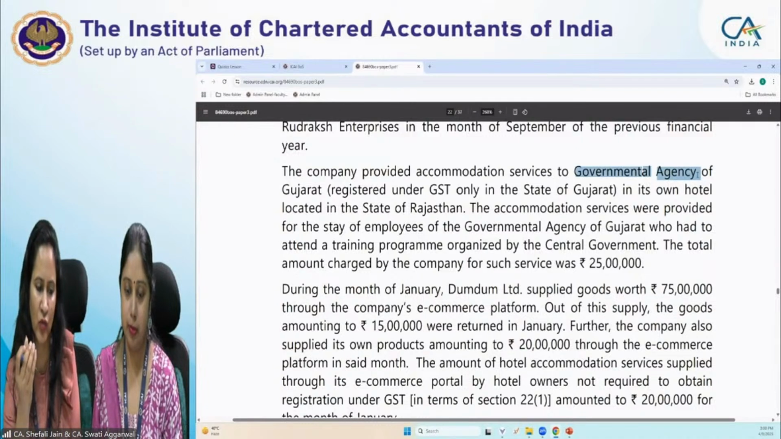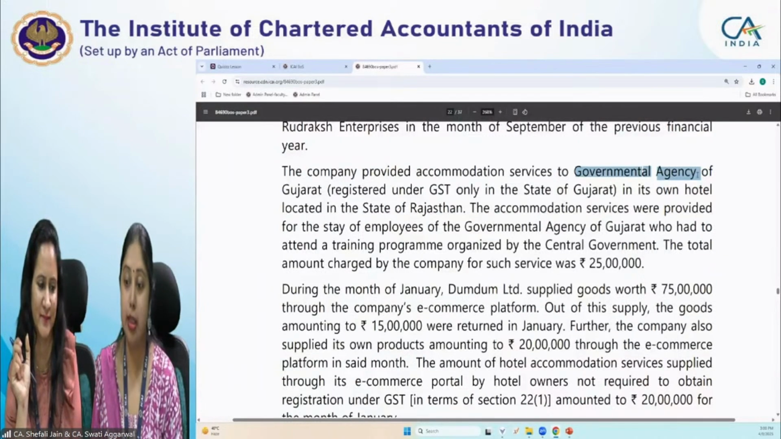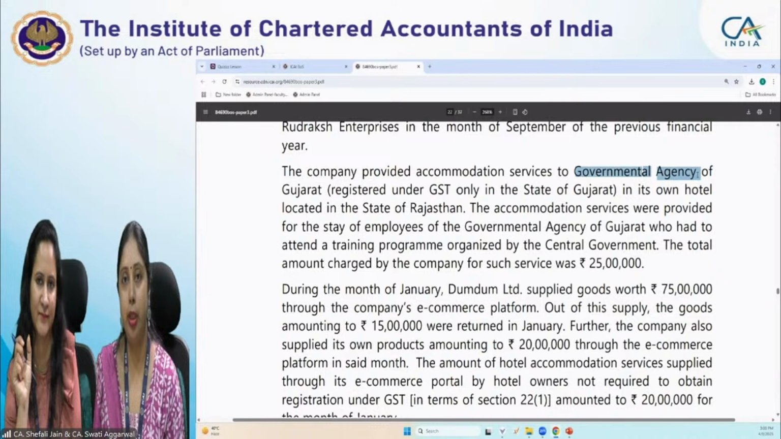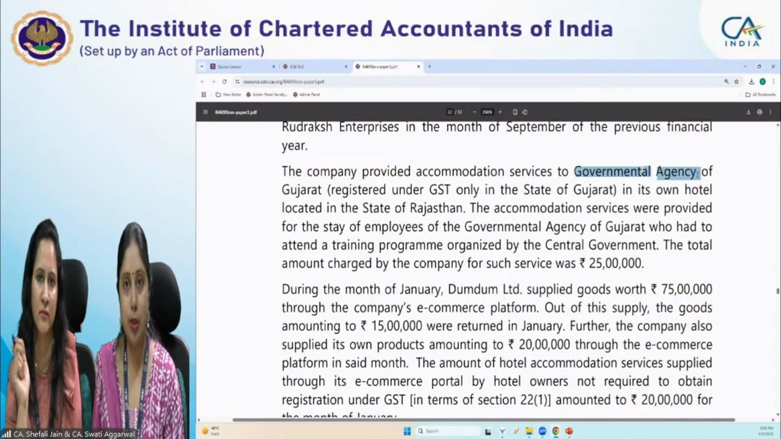To calculate any such tax, first of all you need to determine the place of supply. Now, this is a service related to immovable property, because accommodation service is related to an immovable property. And as per Section 12, the place of supply of any service which is related to an immovable property is the location of that property. Here the location of the property is Rajasthan. So, place of supply is Rajasthan.